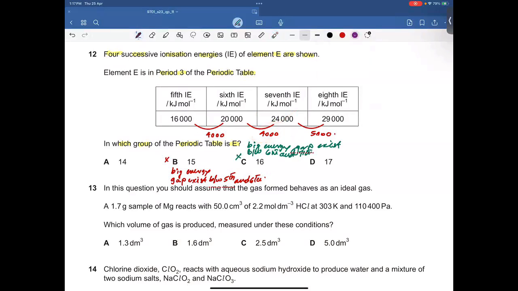If this element E belongs to group 17, a big energy gap exists between the 7th and 8th. The 7th and 8th have no big energy gap, so the element doesn't belong to group 17. Therefore, if B, C, and D are incorrect, obviously A is going to be the right answer. Okay. Question number 13.